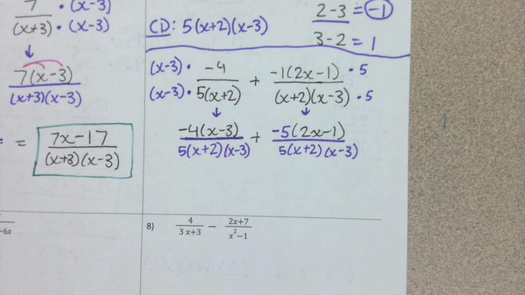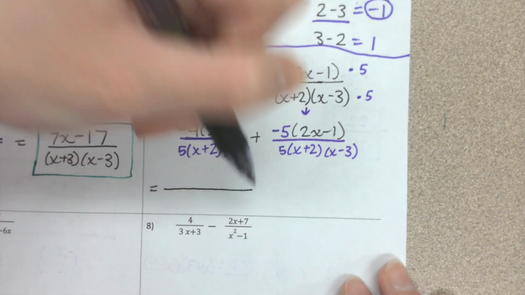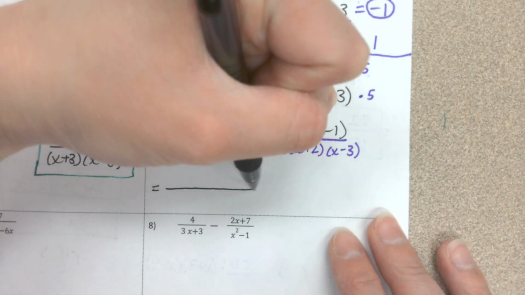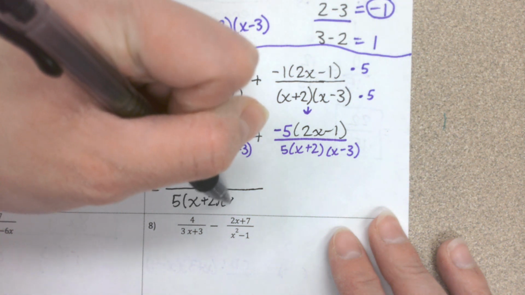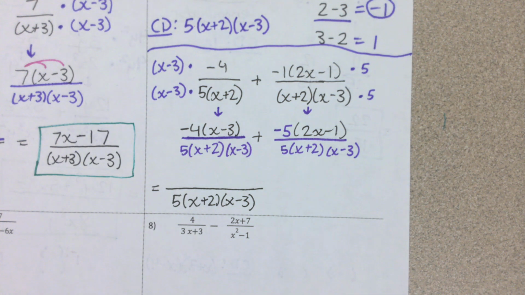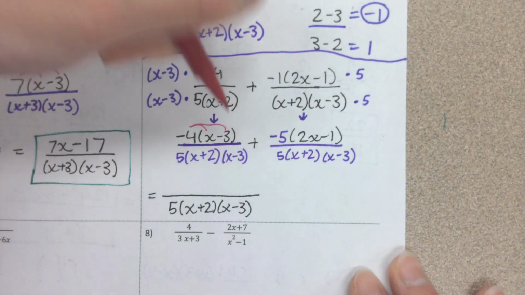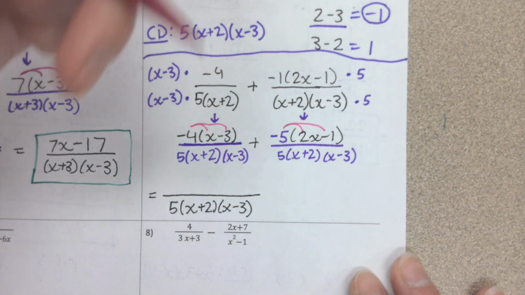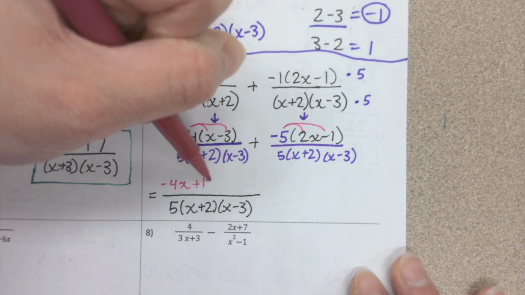2 steps left, and then I'm done. We're almost there. Now that I have the common denominator, I can properly add these together. Write the denominator right at one time. 5 times x plus 2, x minus 3. On the top, I have 2 distributions to do. So I'm going to do both of those. Starting with the first one, negative 4 times x, that's negative 4x. Negative 4 times negative 3, that's plus 12.